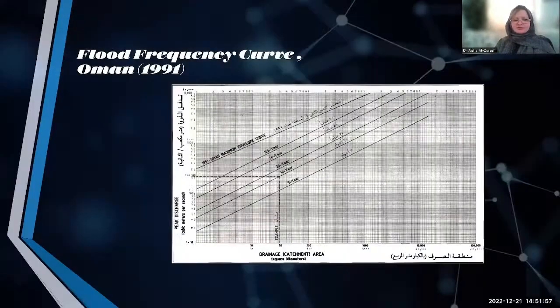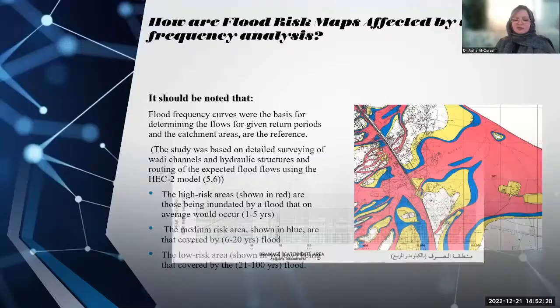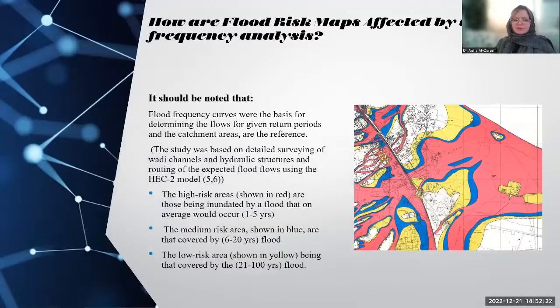This is the first flood frequency curve that was done, a general curve for Oman, based on very few data at the time in 1991. And everybody thought at that time it was overestimating the flood peaks, and it shouldn't be used. We should use less and all that stuff. And those are the flood maps. This is an example of a flood risk map.